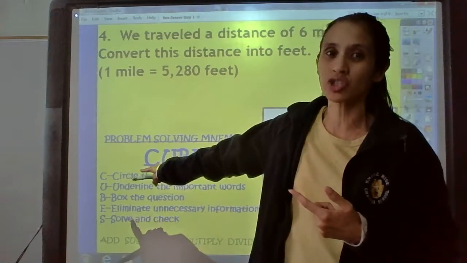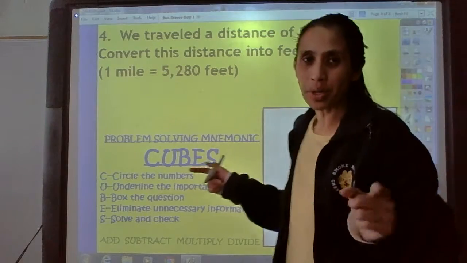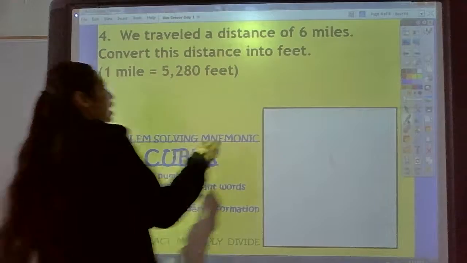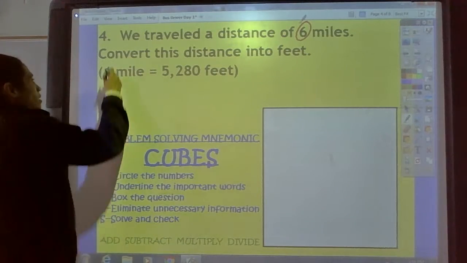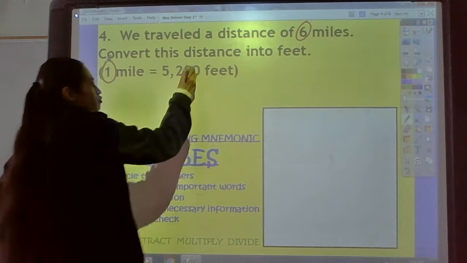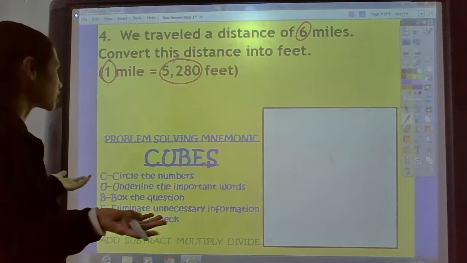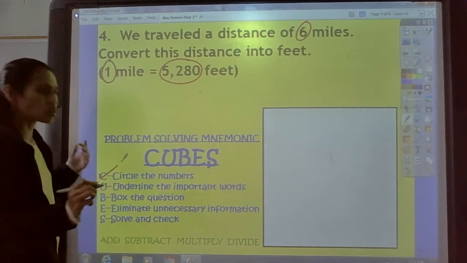Let's take a look at the first one. It says circle the numbers. Call out some numbers for me. 6 miles right here. What else do you see? There's 1. What else do you see? 5,280. Okay. What else do you see? Nope, that's it for the numbers. We are done with step number 1.